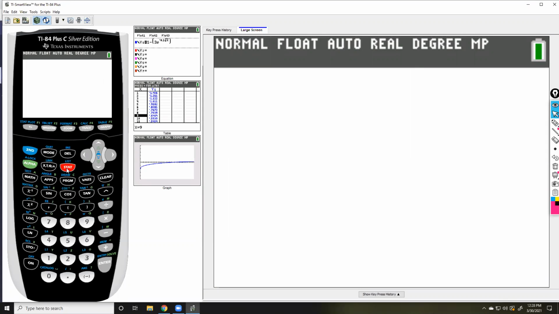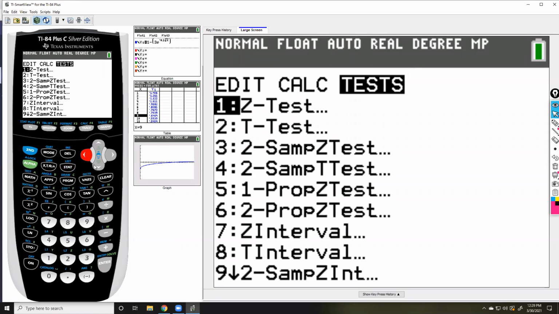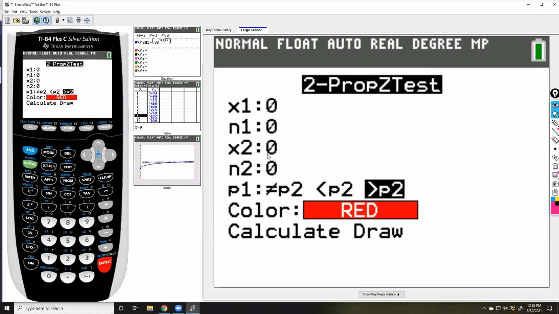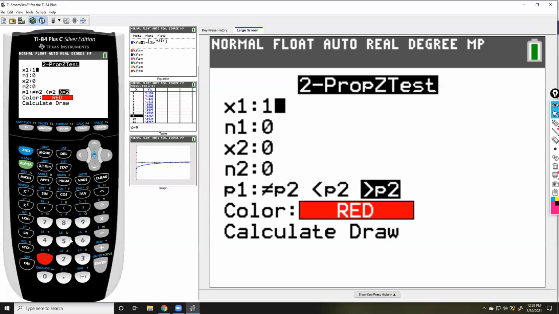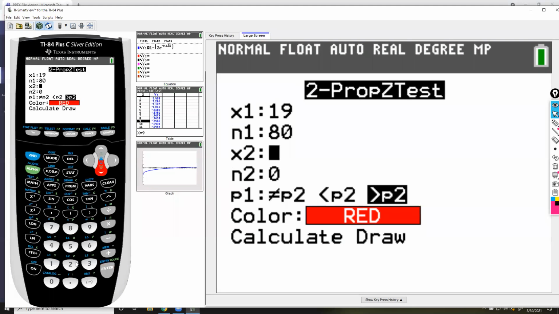Here comes calculator time. Stat, over to tests. And what we just did was a 2 proportion z test. And it's just going to ask you for your values. So if you've been familiar with it thus far, then this shouldn't be too bad. 19 out of 80 and 26 out of 150. Okay, so we have 19 out of 80 in sample 1. Remember, these need to be whole numbers. So if you come out with a decimal from n times p, then you need to round it. And then 26 out of 150.